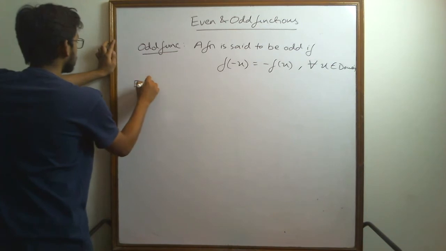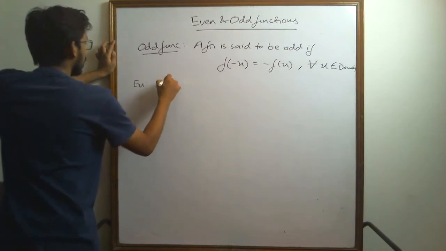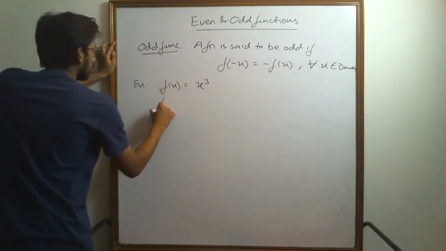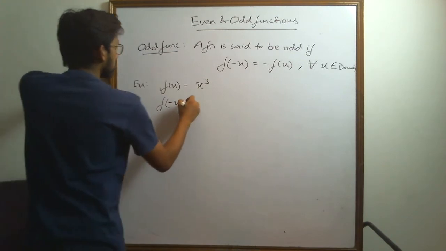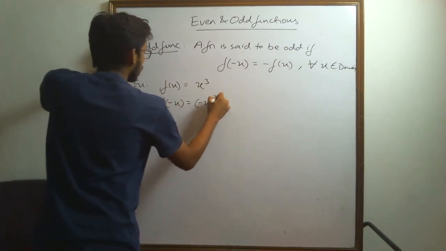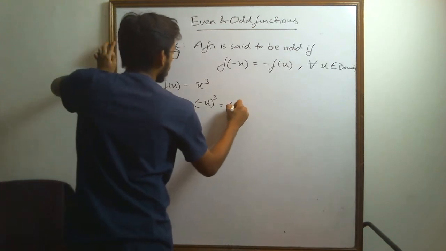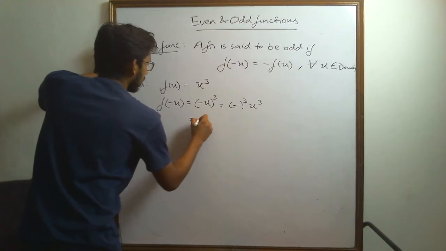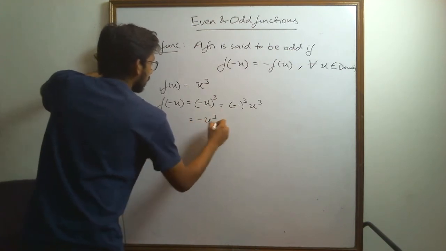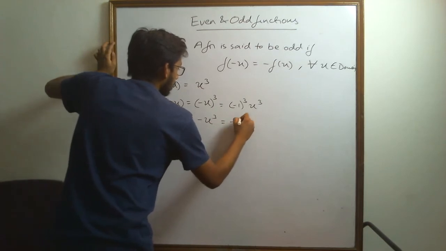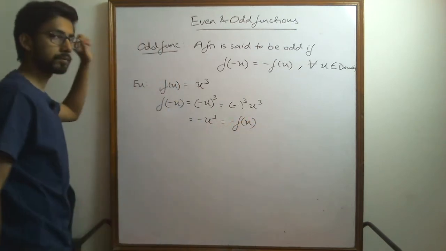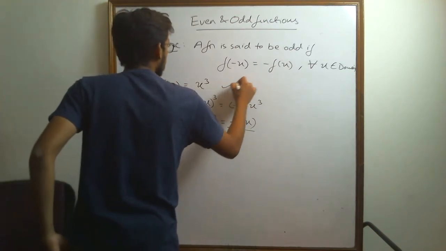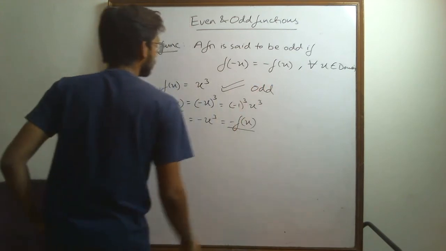For example, let's take f of x is equal to x cube. F of minus x will be equal to minus x whole cube, which is equal to minus 1 cube into x cube. Minus 1 cube will be equal to minus 1. So this is minus x cube, which is in fact equal to minus of f of x. So since this condition is satisfied, this function is an odd function.